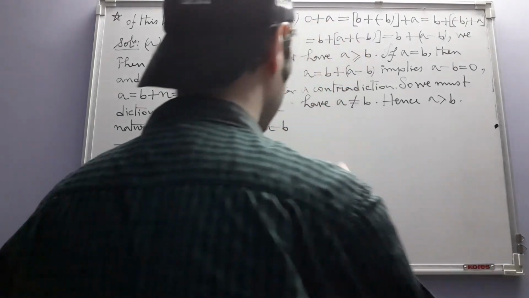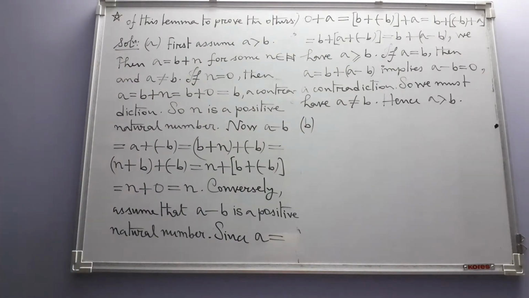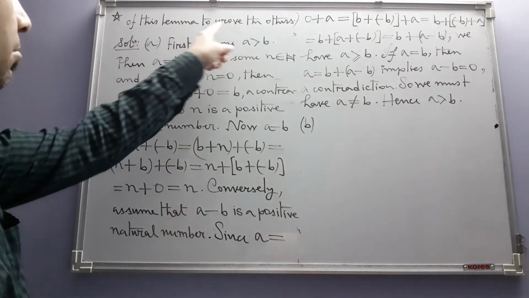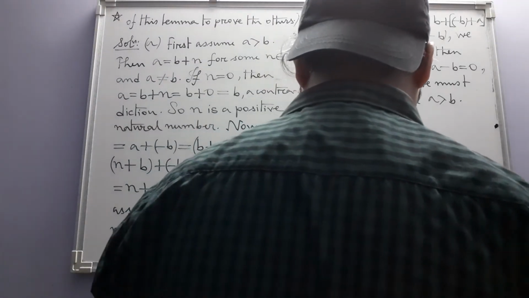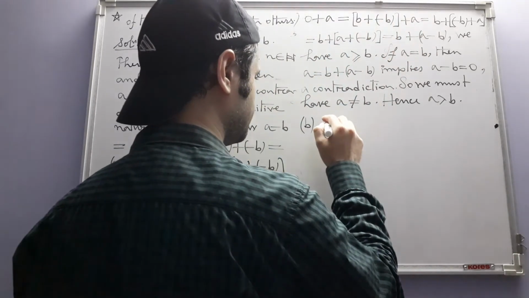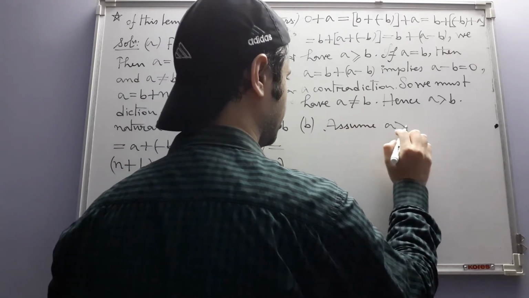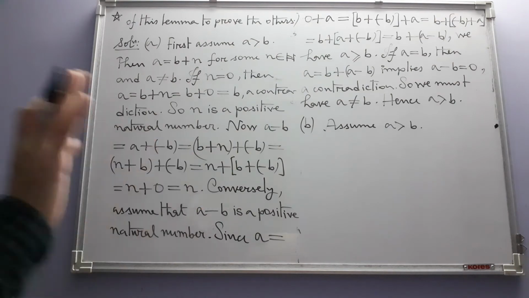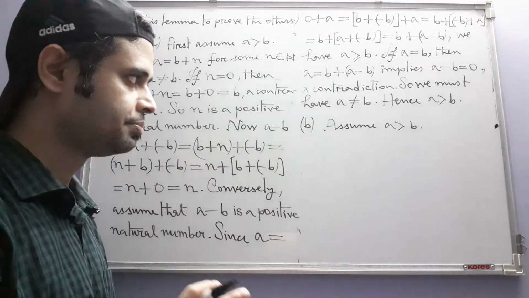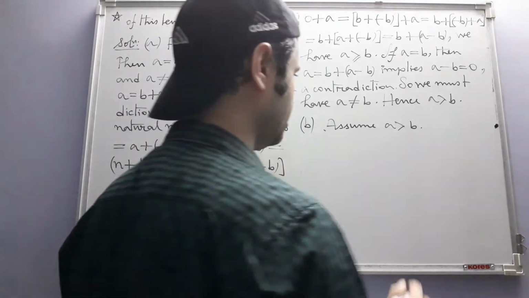All of them will not be this long. Note that the hint says that we can use this first part to prove the others. Let us see how. Then we have to prove that addition preserves order. So here we have a greater than b. This one, however, is just an implication. It's not if and only if. We have to prove a plus c is greater than b plus c.